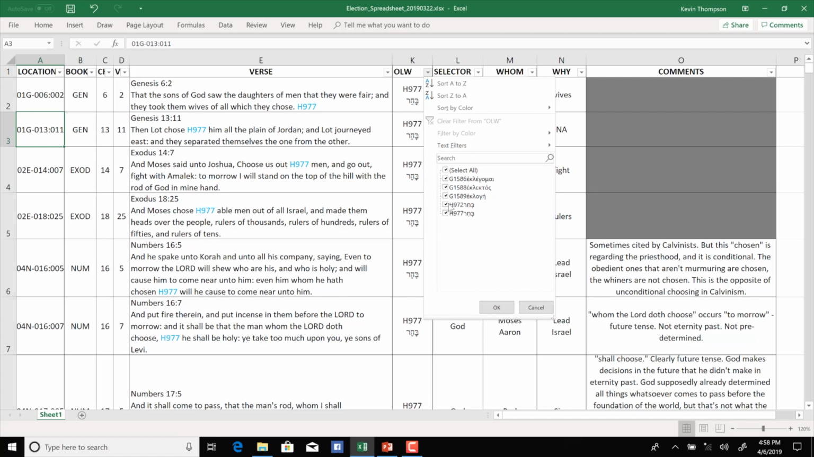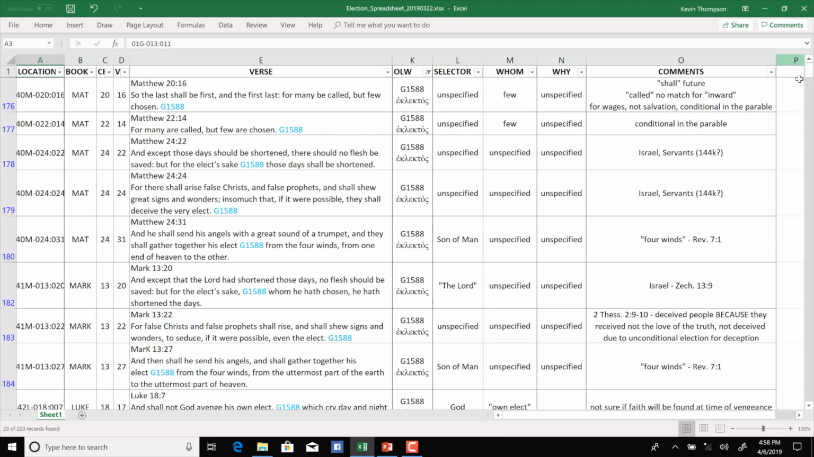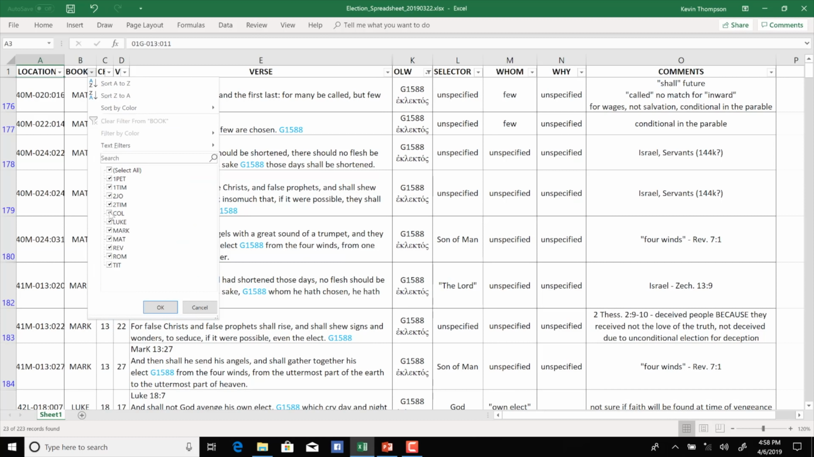So down, and this shows you the Strong's number and the Greek or Hebrew word that is being translated into the English word, and I can select those. Let's say that I just want to see eklektos. I can click on that one, and then I just have eklektos. And then I can go back over here. Well, maybe I want to sort them in a different order, or maybe I only want eklektos in the book of Colossians, for example. So I can select that if I wanted to.